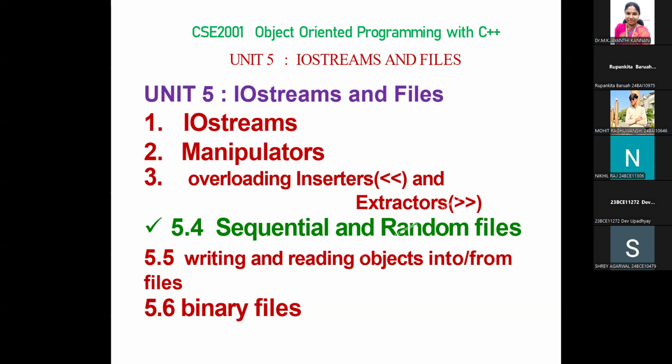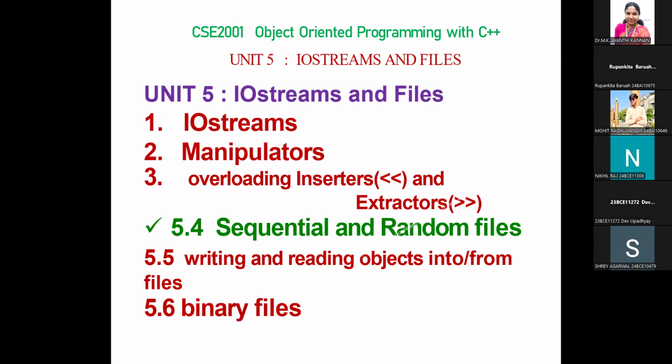Okay, any doubt in previous class questions? What are input output stream operations in C++, and how are files used to store the data permanently in C++ programming? In today's class, we are going to discuss sequential and random access files.